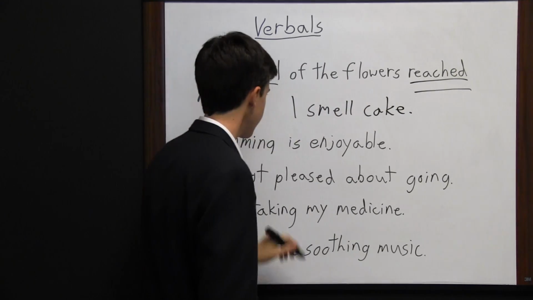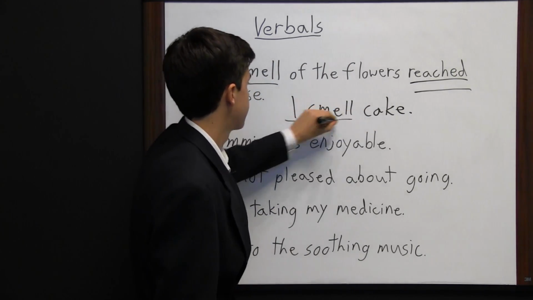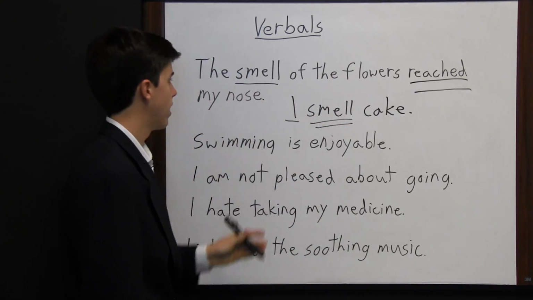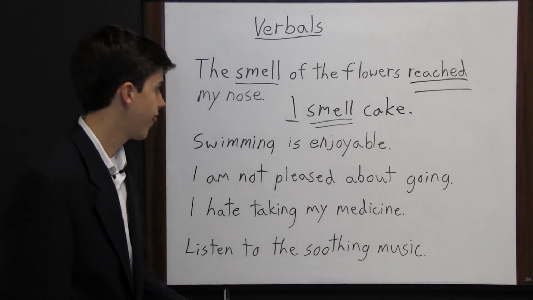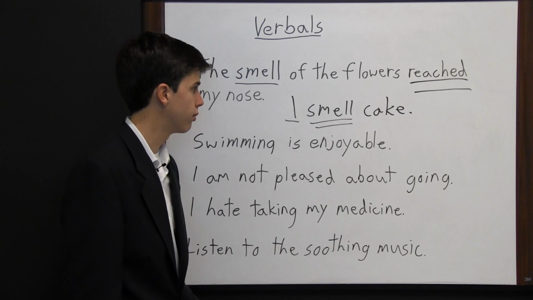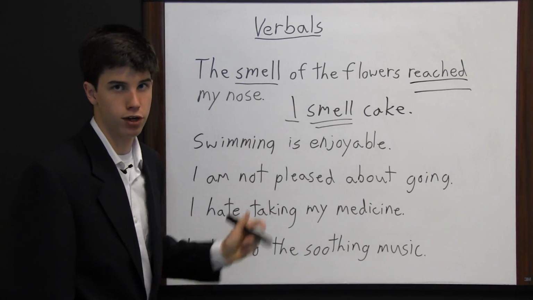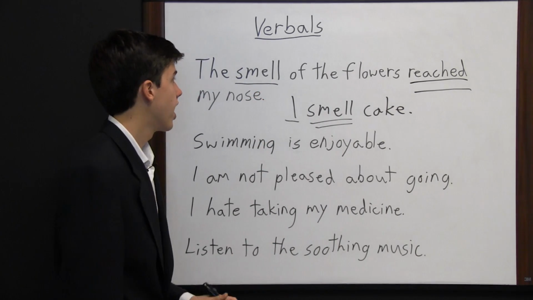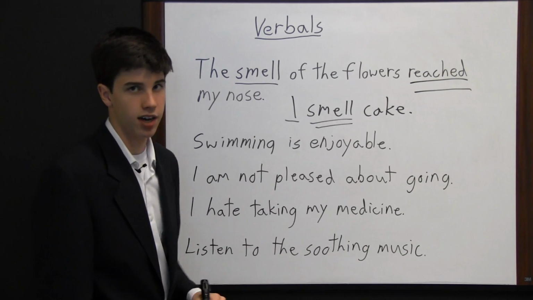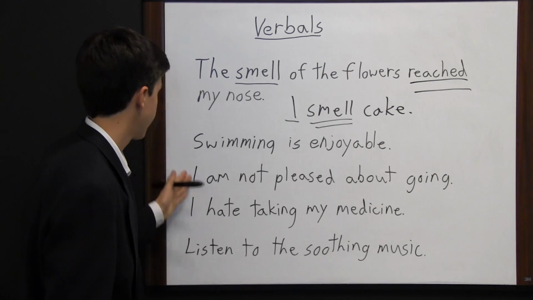Now think of another sentence, like I smell cake. In this case, I is the subject and smell is the verb. So the word smell can play different roles. In this sentence, it's playing the role of a verb. But in this sentence, it's a verbal, and it's playing the role of a noun and as the subject of this sentence.